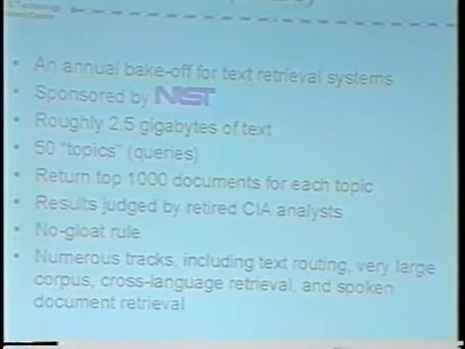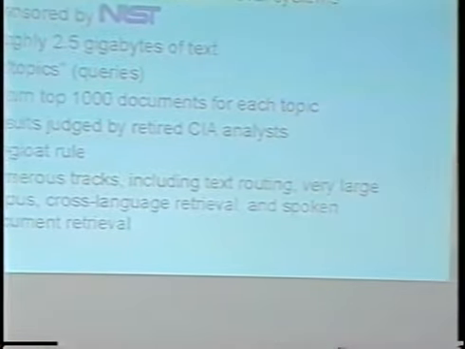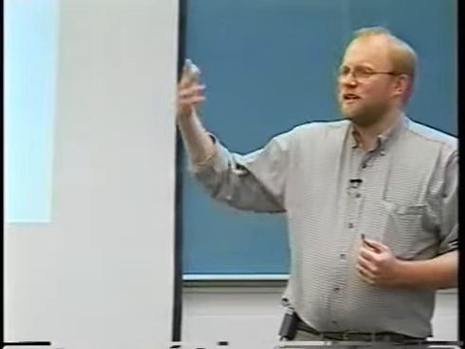You get your system to index it. And then at a certain time, they release 50 queries. You run each one of those queries through your system, retrieve 1,000 documents for each one, and ship them off to NIST. And they hire retired NSA and CIA analysts to sit down and slog through the results and score your system. And then you compare your results against those of others. The purpose of the competition is to stimulate research. It's not really a gloating thing. In fact, there's a no-gloat rule. You're not allowed to use any results in advertising or anything like that. But we did well, though.